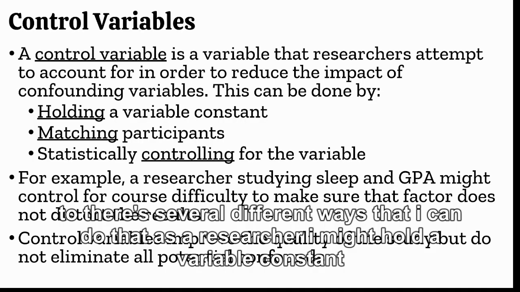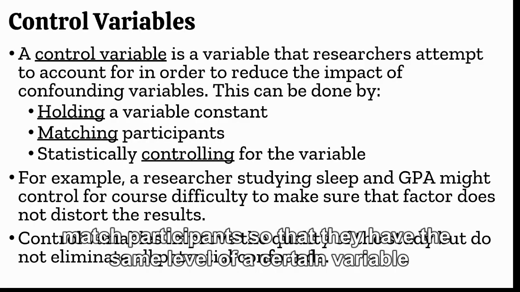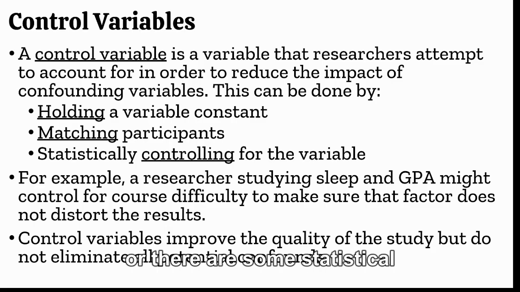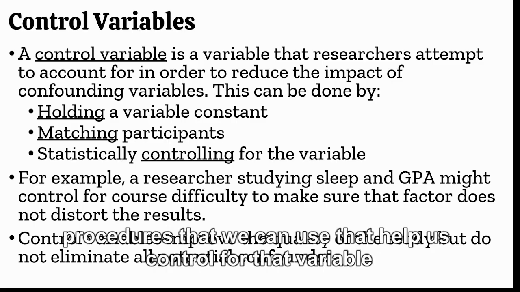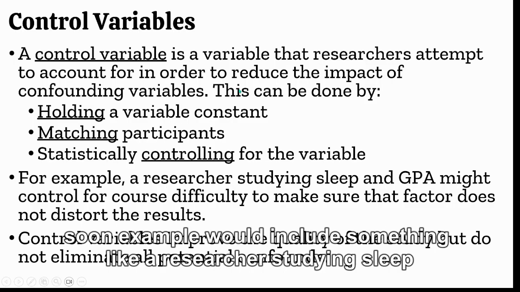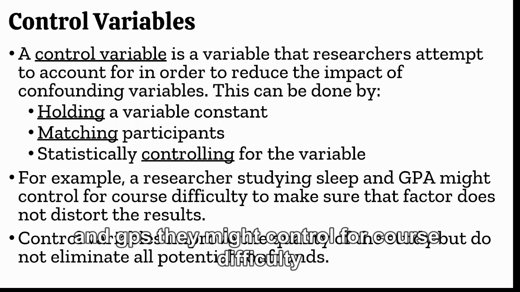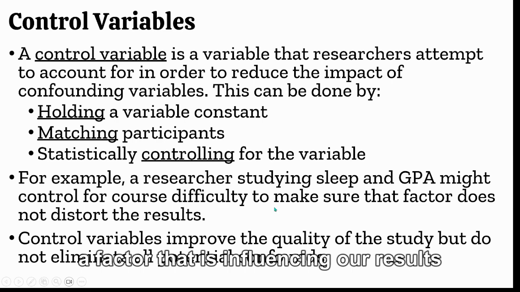So there's several different ways that I can do that as a researcher. I might hold a variable constant. I might match participants so that they have the same level of a certain variable. Or there are some statistical procedures that we can use that help us control for that variable. So an example would include something like a researcher studying sleep and GPA might control for course difficulty to make sure that that's not a factor that is influencing our results.